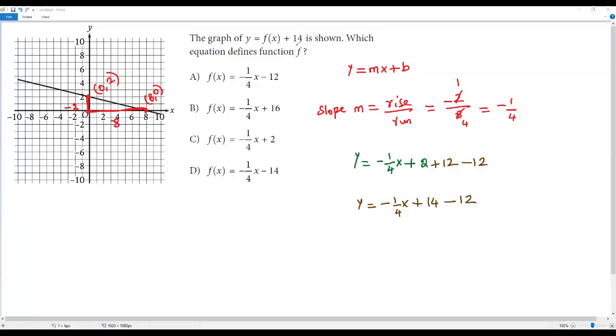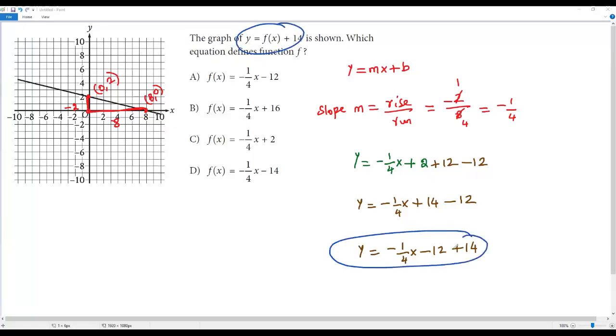Okay, so here in the given equation we have plus 14. So we can write this plus 14 at last. So we can write this -12 along with this -1/4 x. Then I'm getting y equals -1/4 x - 12 plus 14. Okay, now the equation we got from the graph is exactly in the form of the equation we have in the question. So now we can compare. Let's compare this given equation and the equation we got from the graph. So y equals f of x plus 14.